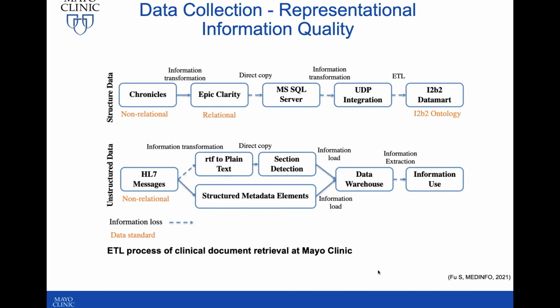If we pay attention to the bottom figure, for Mayo unstructured data, it started with the HL7 messages. During the ETL process, it converts from the RTF format to plain text. We discovered potential information loss in the metadata of the information, eventually converting to the raw free text within the environment. There is also a syntactic and section information loss. So these are potential information losses discovered during the ETL process.